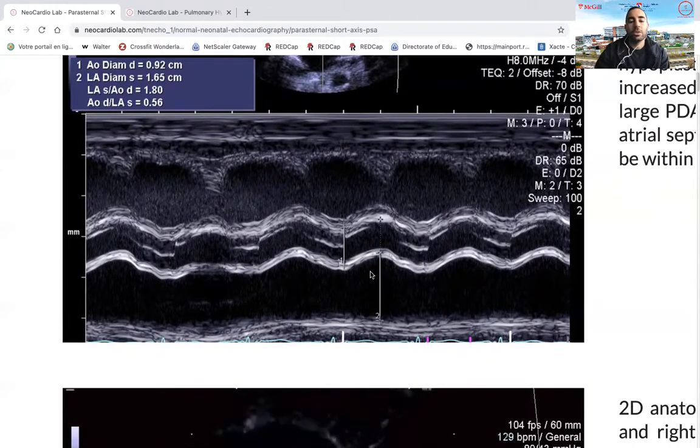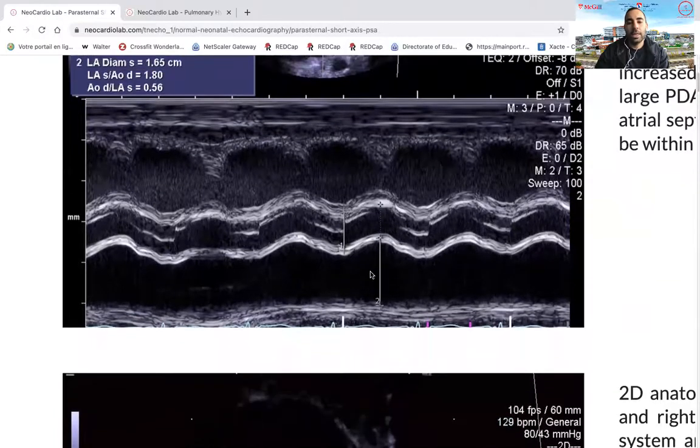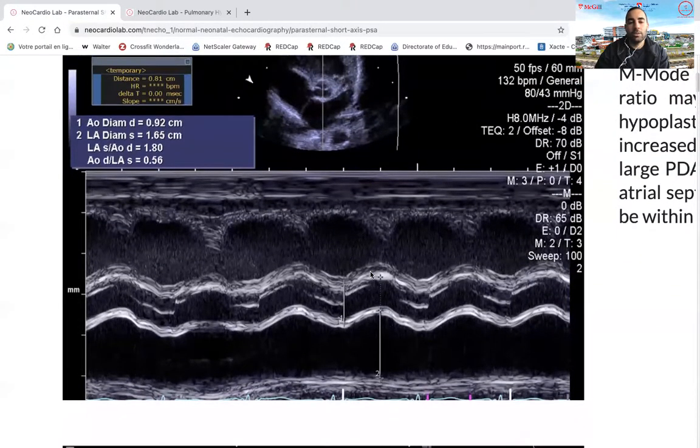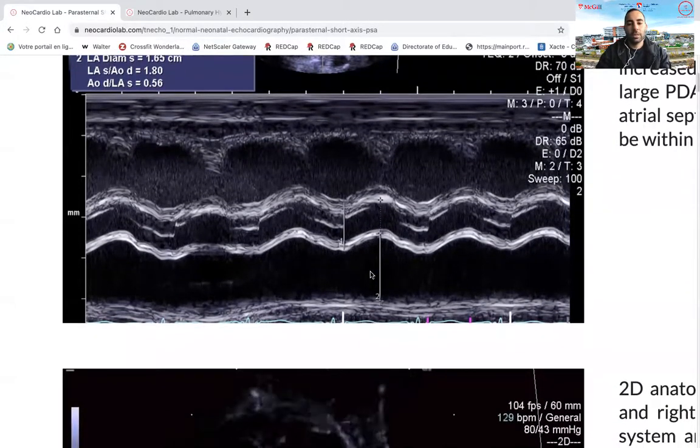And so you may also have an increased ratio in the context of coarctation or hypoplastic arch, leading to a falsely increased LA to aorta ratio. Falsely, I mean, it's still increased, but it's increased not necessarily because you have a large ductus causing excessive left to right shunting.